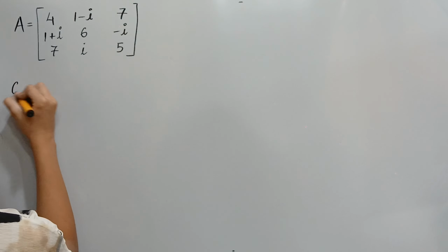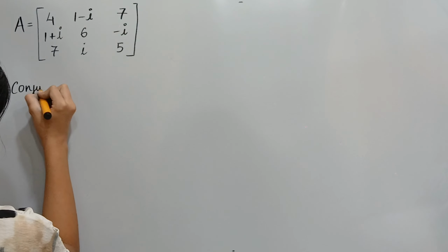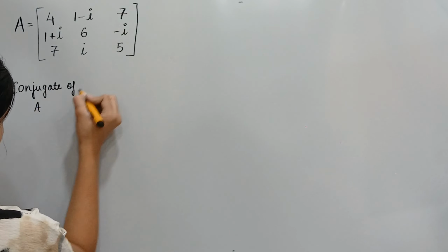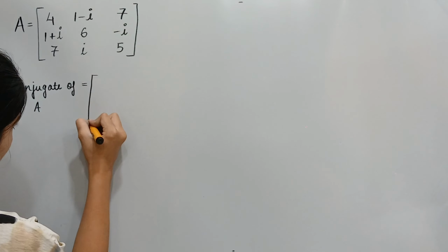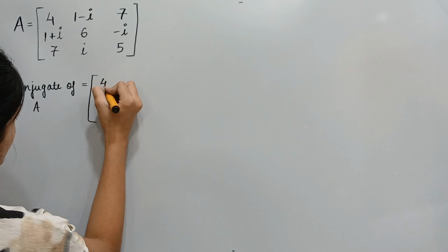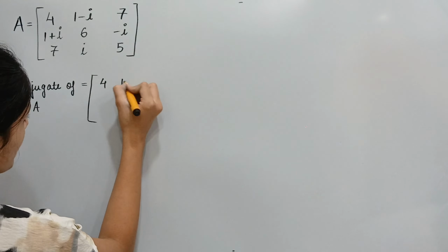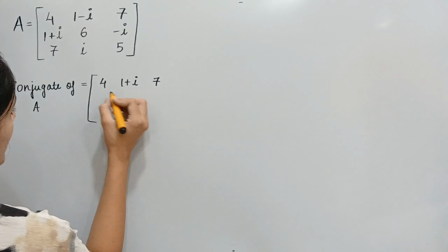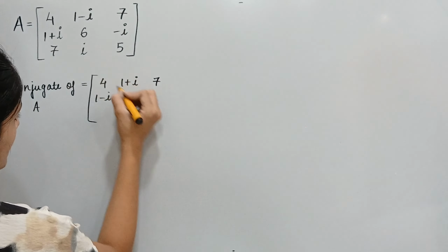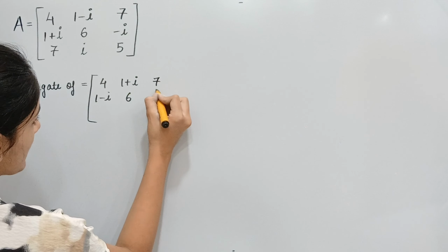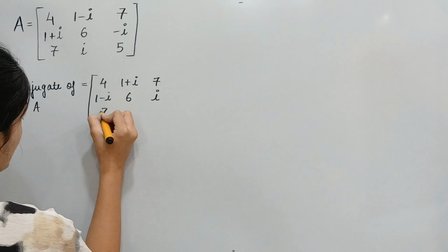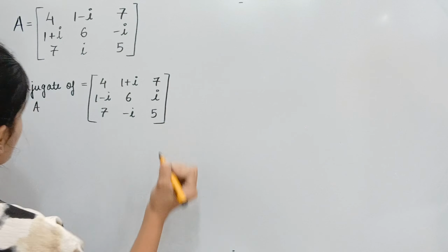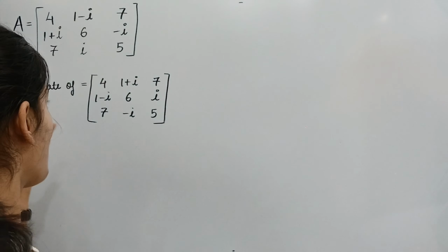So conjugate of A equal to 4 will be written as it is, 1 minus I will become 1 plus I, 7 will be written as it is, 1 plus I will become 1 minus I, 6 and plus I, this will become 7 minus I and 5. So this is our conjugate matrix of A.